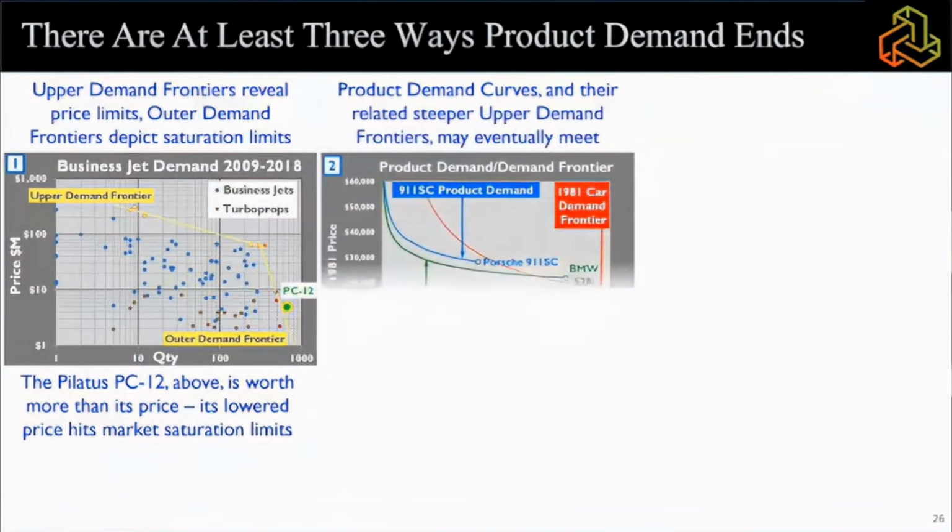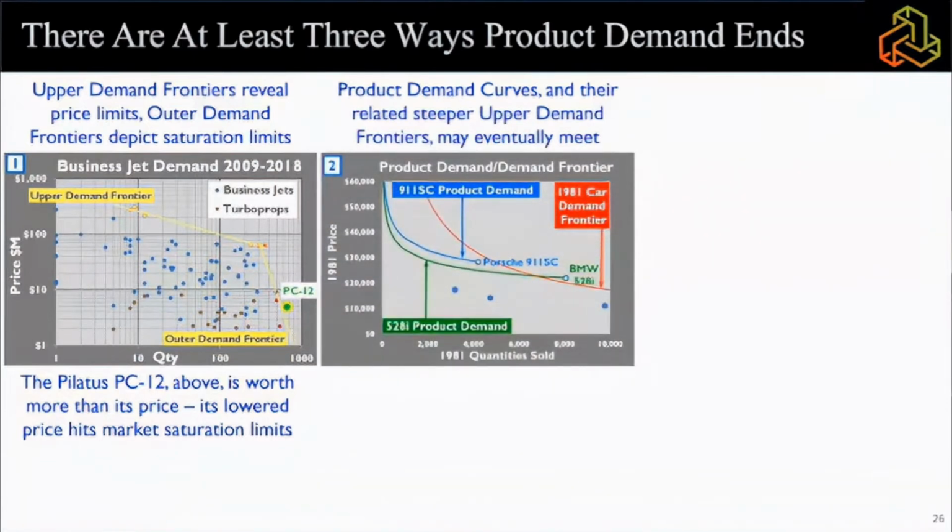Now, it also turns out that product demand curves, as we're going to see here, and the related upper demand frontiers may eventually intersect. So there's an overall demand frontier for cars. This is for the 1981 car market worldwide. And there was a demand frontier here. And it worked out that if you got the number of vehicles, you took their horsepower and their number of seats and the quantity sold, you could work out a product demand curve here. So 911C helped form the demand frontier, and so did the BMW 528i.